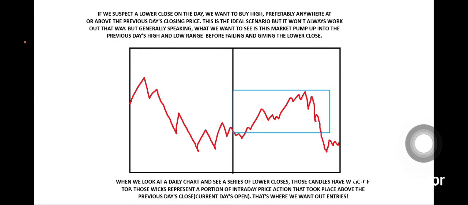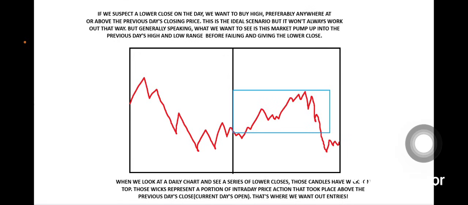When we look at a daily chart and we see a series of lower closes, those candles will have wicks on the top, and those wicks represent a portion of intraday price action that took place above the previous day's close or the current day's open. And that's where we want our entries. You have to think about it logically.